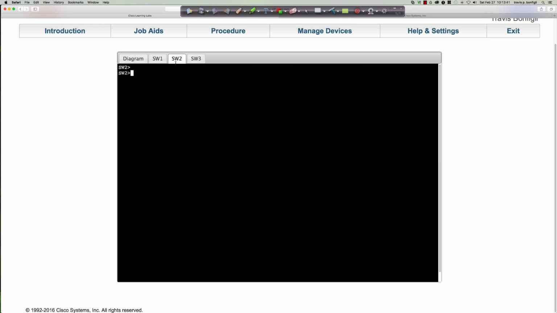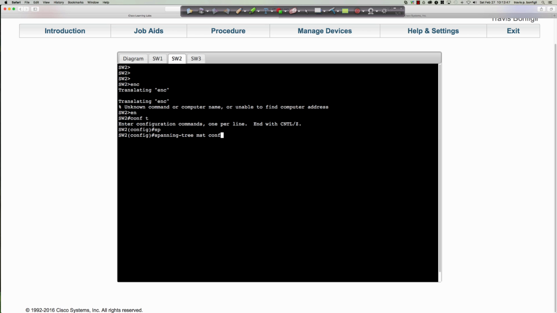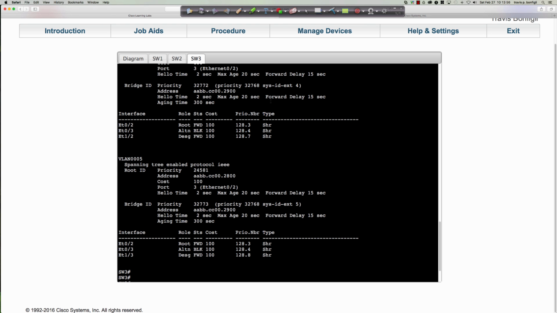Now let's come over to switch 2. And we'll go from user exec into privilege exec, into global config, and we're going to say spanning-tree mst configuration. Then we're going to say name CCMP, and we're going to say revision 10. And then finally we'll come to switch 3.